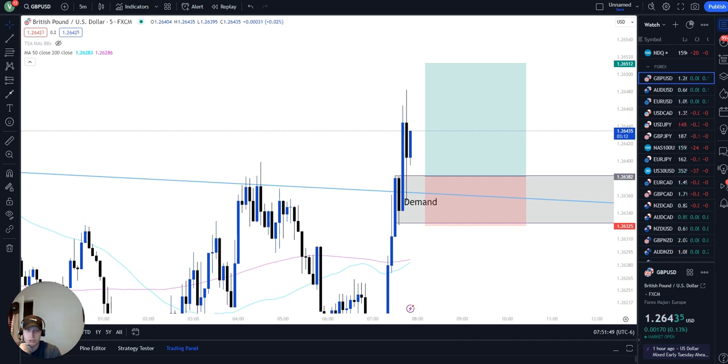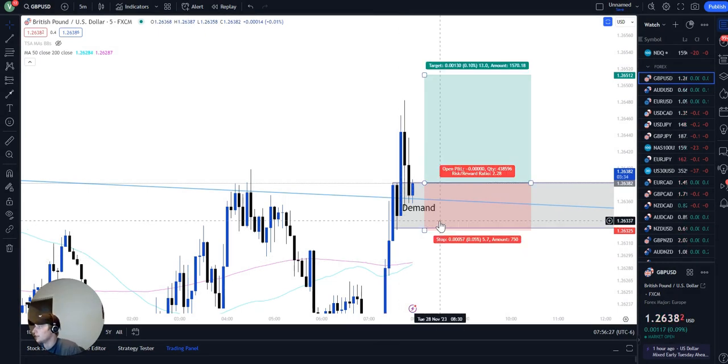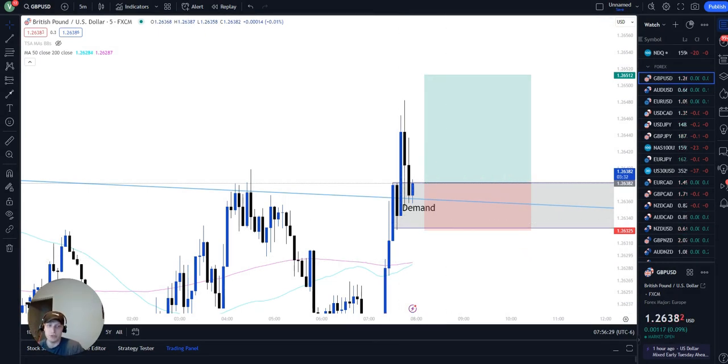Let's see, where's my GU? I will let you guys know if I hop in. All right, y'all. I just hopped in this GU trade. Let me make sure I'm in on this one as well. Stops are going to be right below that demand zone.